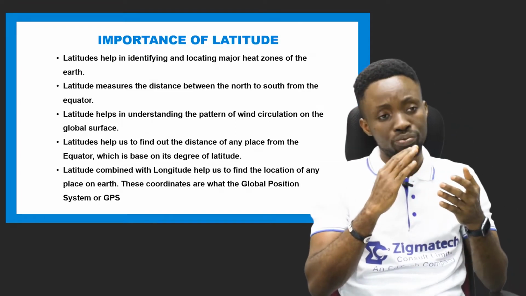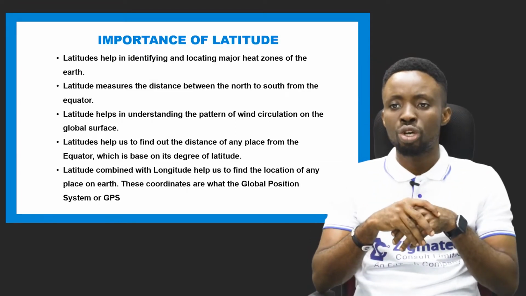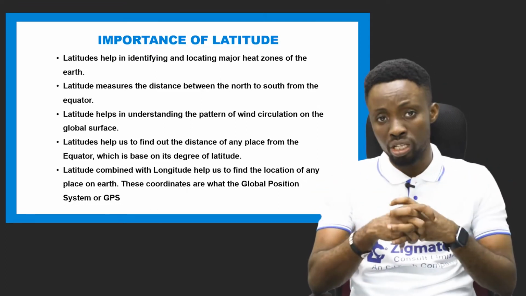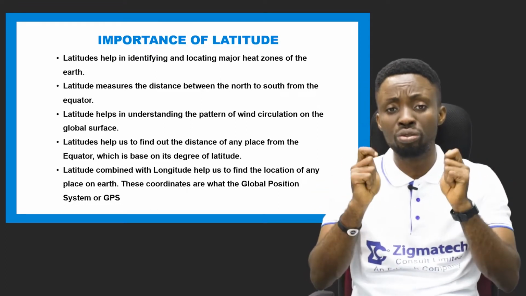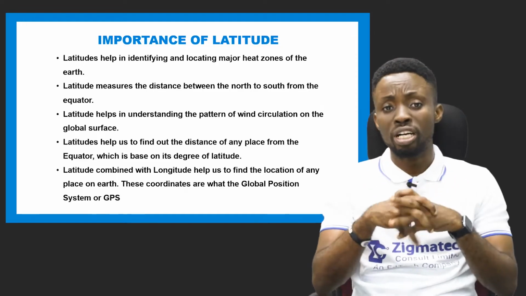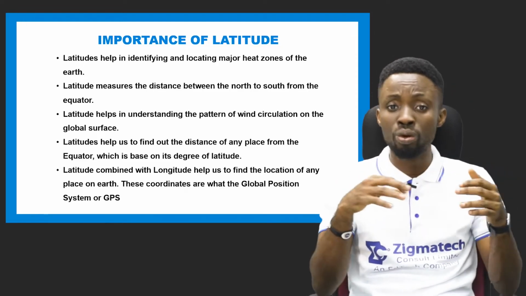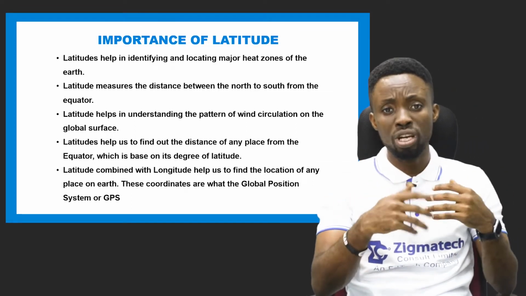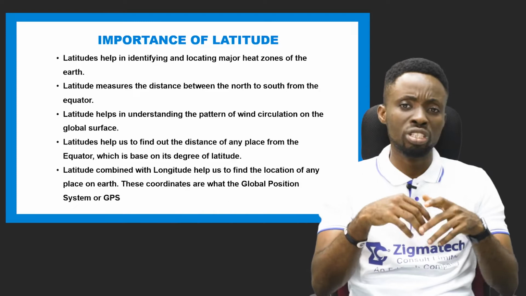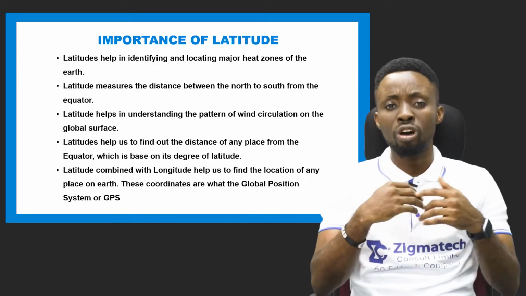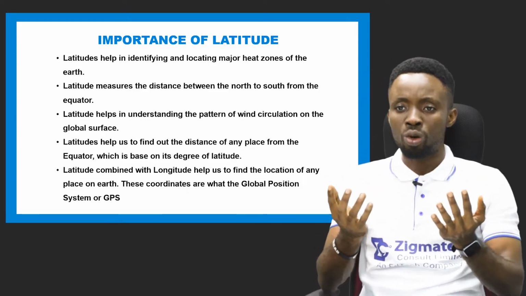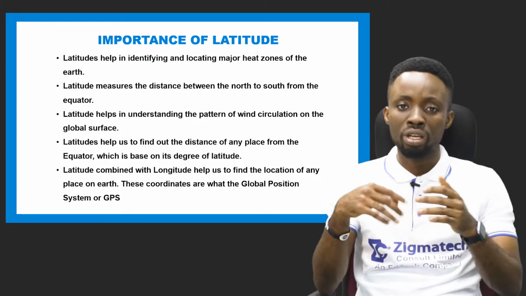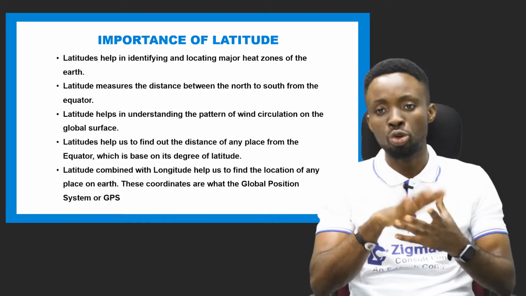Then we also use latitude to understand how wind circulates on the Earth's surface. Mind you, remember I told you that the lines of latitude are lines running from the east to west, and it moves whenever the Earth is rotating. So whenever the Earth is spinning on its axis, the lines of latitude will help us to understand how wind is being circulated around the Earth whilst rotation is going on.